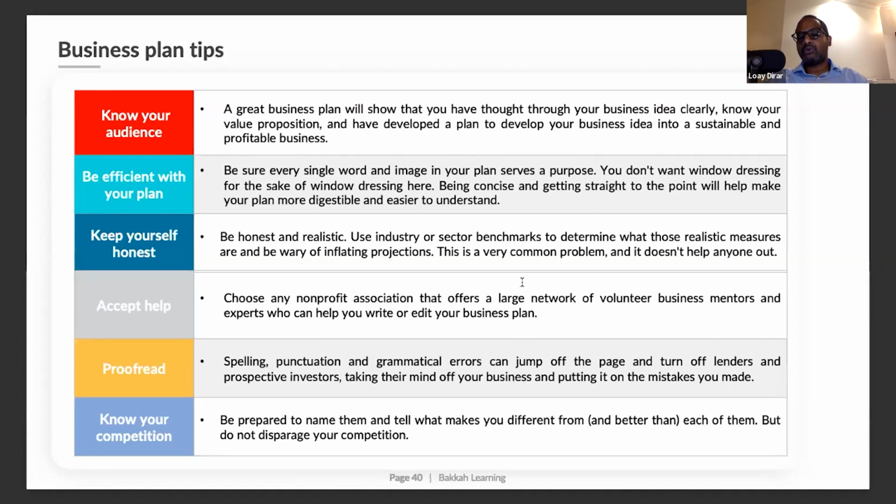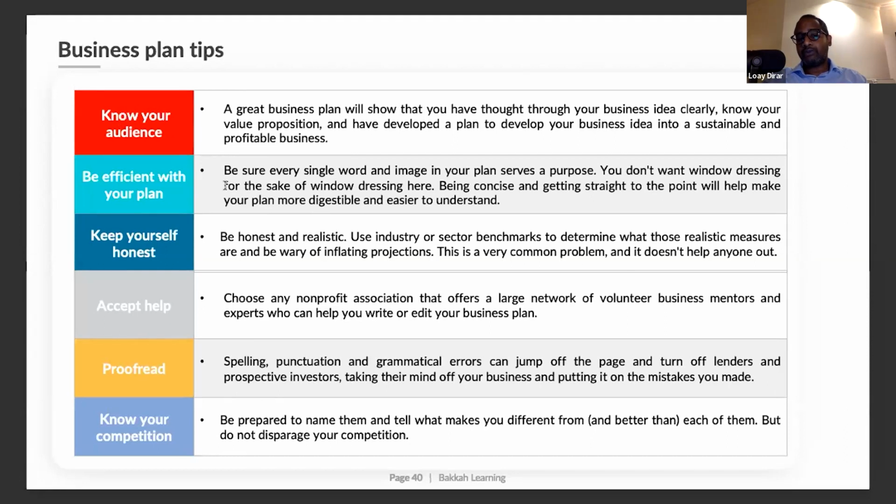The more you get to know your target audience, the more it will help you to position yourself in the market. It will help you to know your value proposition and your competitive advantages, and this will help you to develop the most sustainable and profitable business plan. That in turn is going to help you to translate it into a sustainable, profitable business.